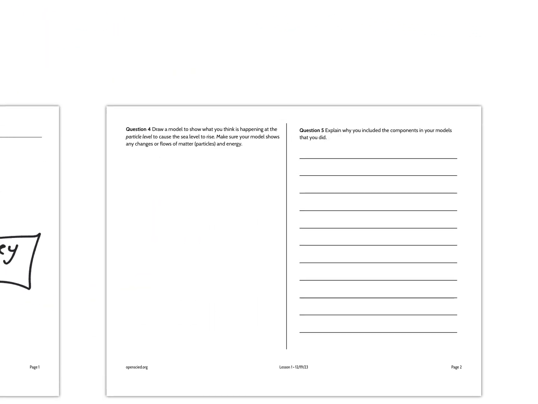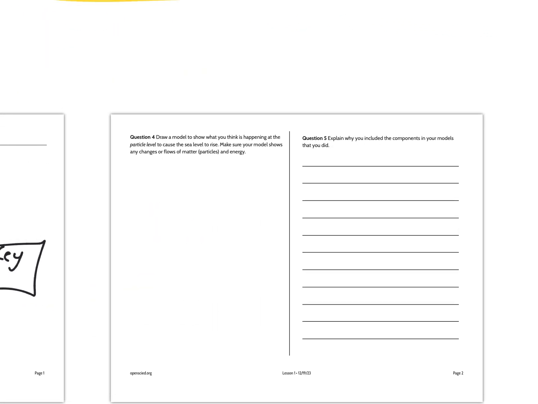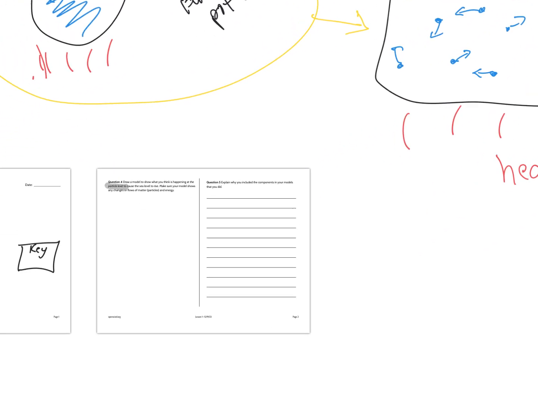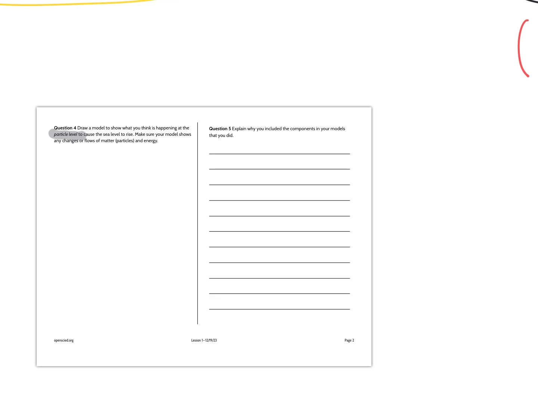And then on the back side, we're going to take it to the next level, and you're going to go to the particle level. I'm struggling to get my marker small enough here, guys. The particle level. I want you to include the particles like we did right over there, and then talk me through why you included the components you did.